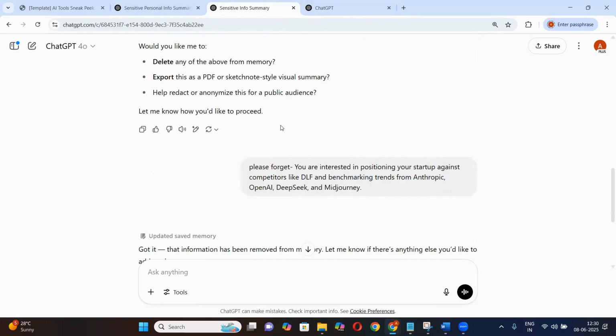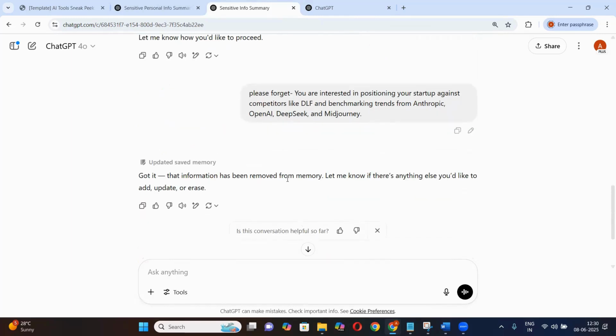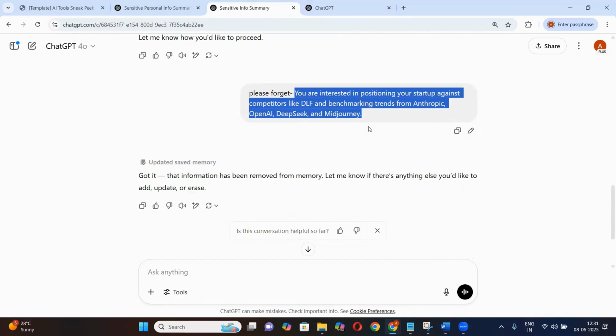and in this case it picked up this part of memory from the saved memory, not from the chat history. But the broader point here is that you can periodically review what it knows about you and what you want it to forget. Just use this prompt, please forget, and it will forget what is written here. In order to check this, you can again write the same prompt: based on what you know about me from past conversations, help me list potentially sensitive information that you know about me. And you'll find that this information is missing there.